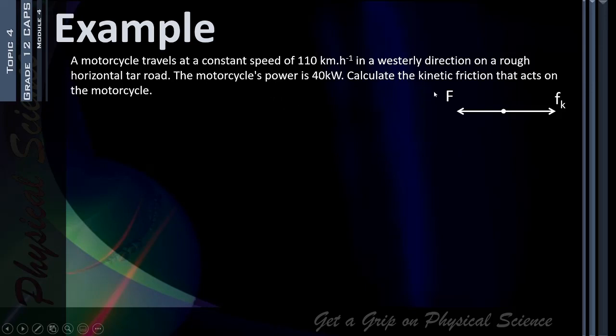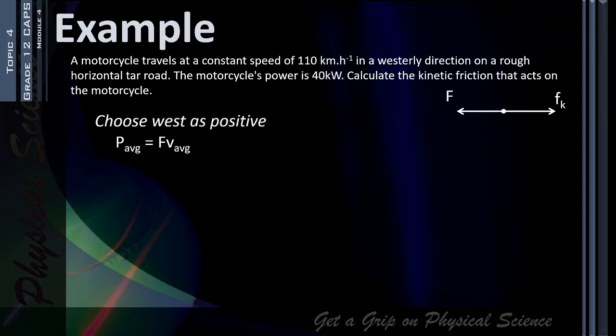There are two forces here, the force of the engine and kinetic friction. The force of the engine is in a westerly direction, and the kinetic friction then in an easterly direction. Now because we're working with forces here that are vectors, we have to choose a direction. So we're going to choose the direction of the engine, the applied force, as positive. So we choose west as positive.